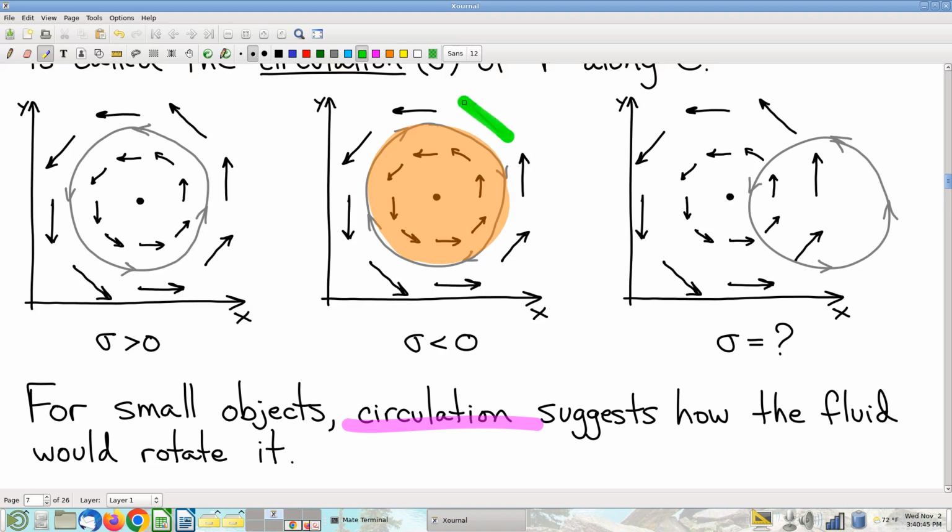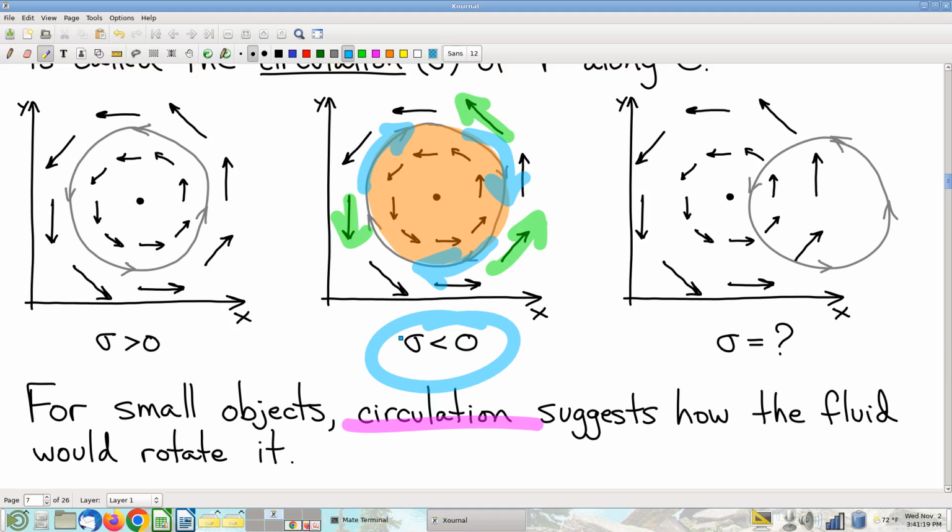The fluid, after all, is still going counterclockwise. But we would call that negative here, because the orientation of our boundary curve is clockwise. You could phrase circulation as asking the question, how much is this leaf flowing clockwise? Answer: it's flowing negatively clockwise. It's flowing counterclockwise, so that's a negative clockwise. Does that make sense?